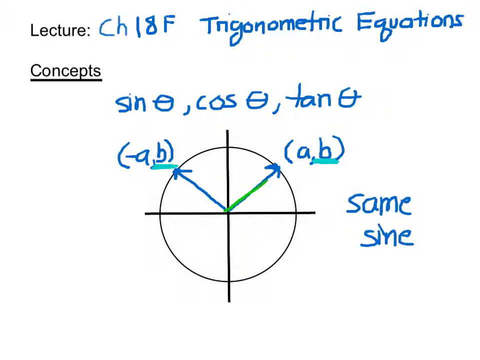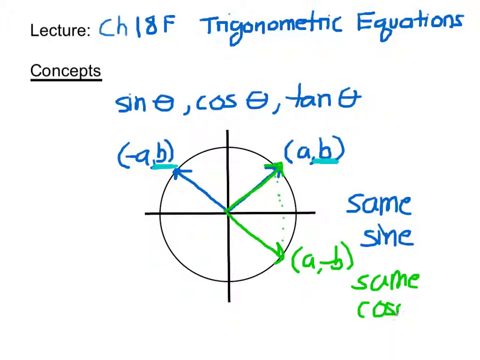Let's take a look at another 2 points, one in the first quadrant and one in the second quadrant, and notice that they have the same x coordinates this time, which means that they're going to have the same cosine because they have the same x coordinates.